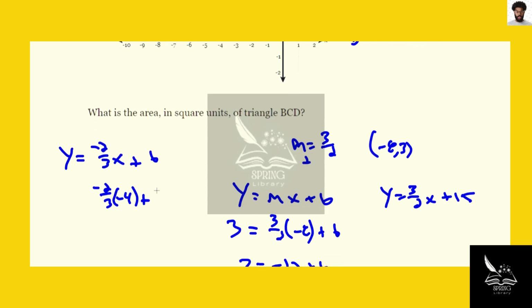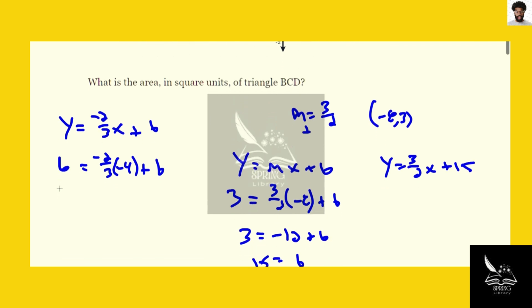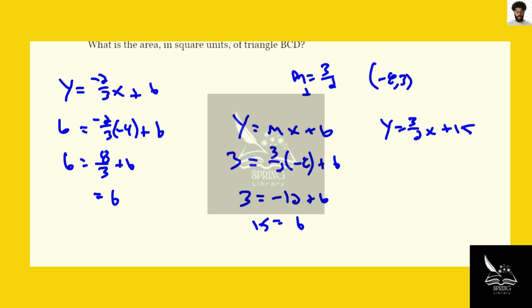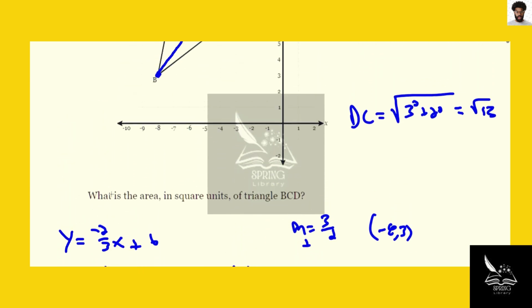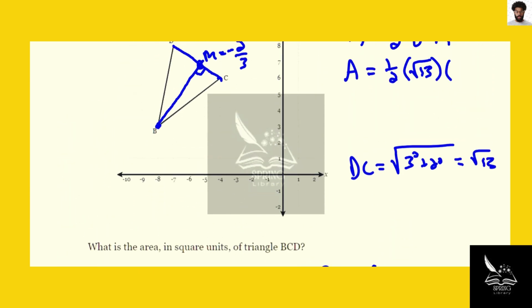-4 for x and 6 for y. So 6 equals 8/3 plus b, so b equals 6 minus 8/3. 6 in terms of thirds would be 18/3. So subtracting 8/3 from both sides, b is 10/3. So y equals -2/3 x plus 10/3. Now, we need to find where they intersect so that we can find the height.